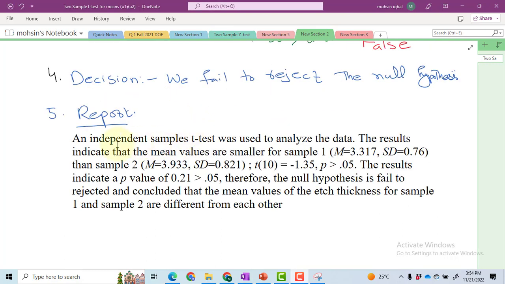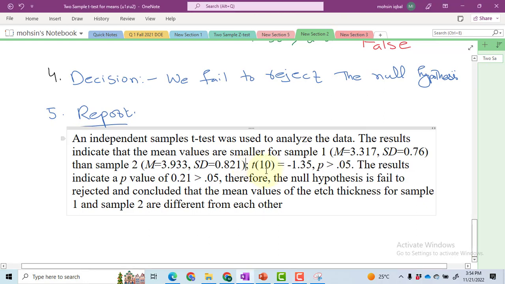The report is: an independent samples t-test was used to analyze the data. The results indicate that the mean values are smaller for sample 1, where M represents the mean, 3.317, comma, standard deviation, SD, equal to 0.76. Then sample 2, where the mean is 3.933 and the standard deviation is 0.821. Then we will write the t statistic. Always put the semicolon, then t in italics, and then write the degrees of freedom. In this question, I have 10 degrees of freedom, equal to minus 1.35.